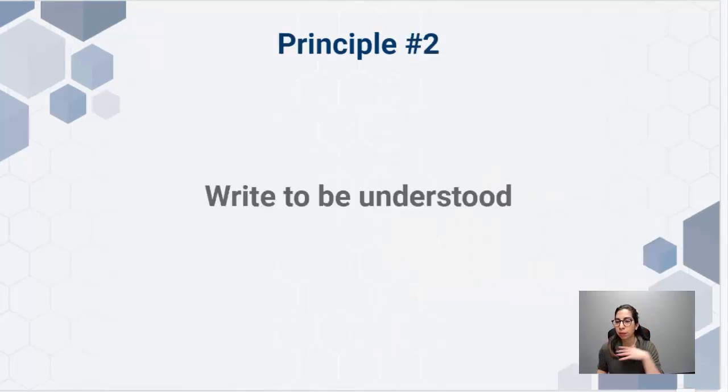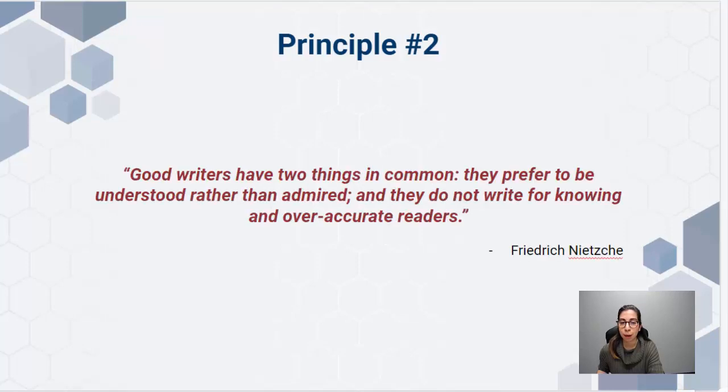So this brings us to principle number 2, write to be understood. Now, this is a popular quote from Nietzsche that some of you may have heard. Good writers have 2 things in common. They prefer to be understood rather than admired, and they do not write for the knowing and over-accurate readers. So the example I share with this, I have a friend who's in her 4th year of her PhD program. I asked her about her research, and she gave me this very detailed explanation of what her research is about.